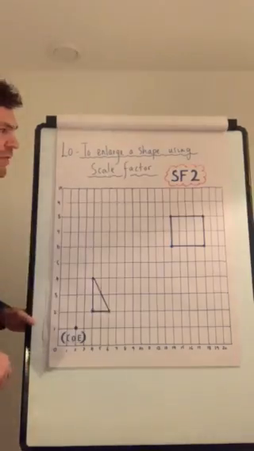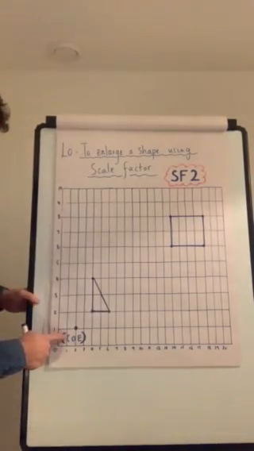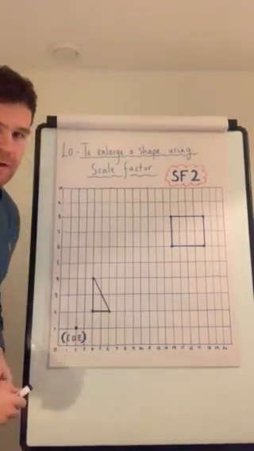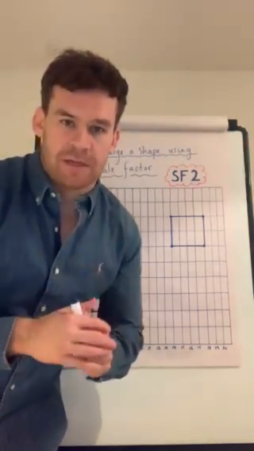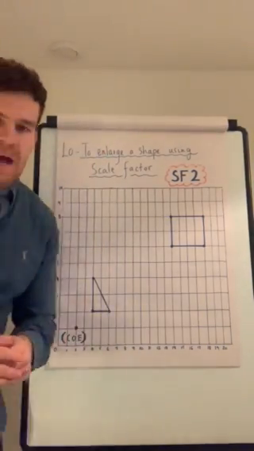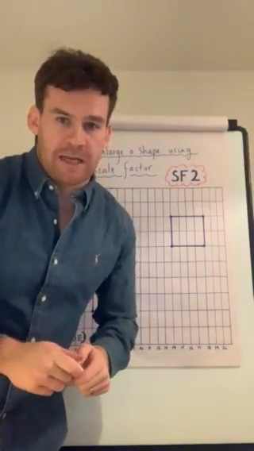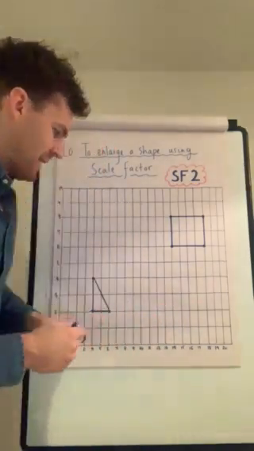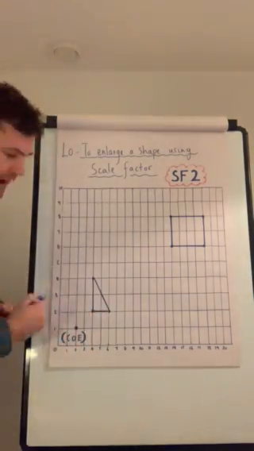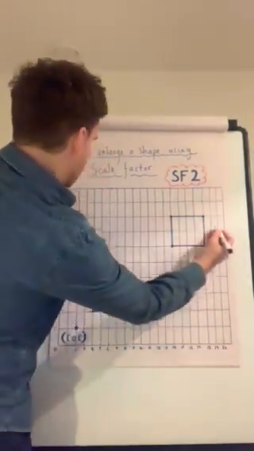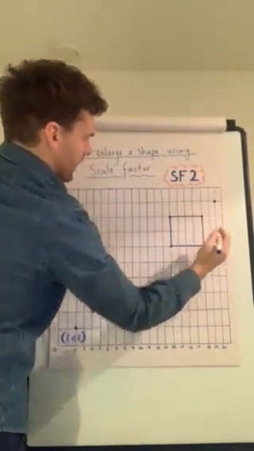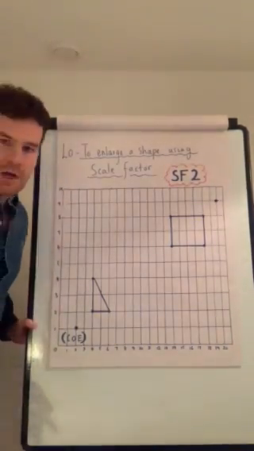Now, another thing that you need to be aware of is this. It says COE, okay? That means the center of enlargement. Sometimes they'll give you the center of enlargement, like this one's done for you. But other times it will ask you to plot it. For example, it might say, put your center of enlargement at (20, 9). So I go across 20, up 9, and that would be my center of enlargement, okay? So let's have a go at doing it.